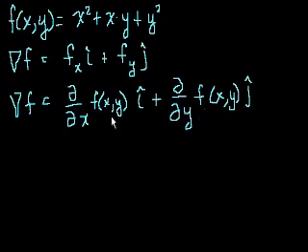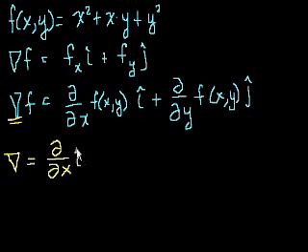And because of this notation, a lot of people view this del operator, and this is actually pretty consistent when we learn about the divergence and the curl. A lot of people actually define it. They say that it is equal to the partial with respect to x in the i direction plus the partial with respect to y in the j direction.